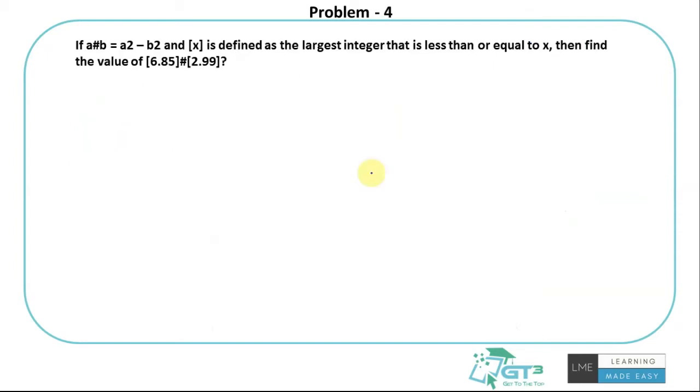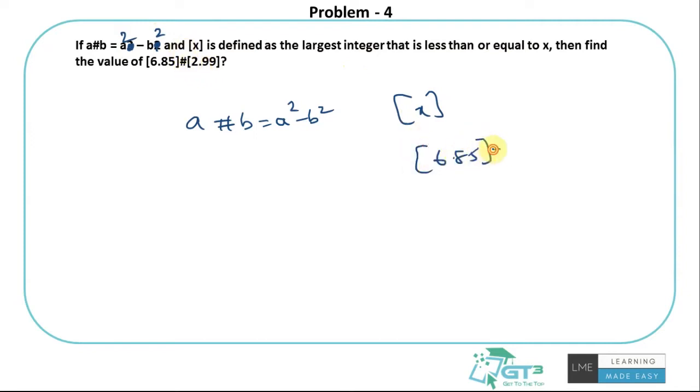So this one is on the formulas thing. I am defining a new formula like a hash b means a square minus b square. So this should be a square minus b square. And now this is the greatest integer function, defined as the largest integer that is less than or equal to x. We have already discussed this earlier, right? So what is 6.85? What are the integers less than or equal to 6.85? 6, 5, 4, etc. The largest will be 6, so the output is 6 for this.